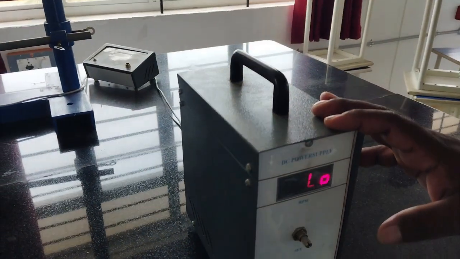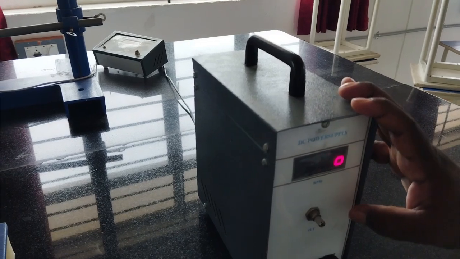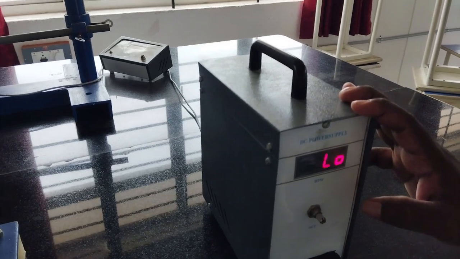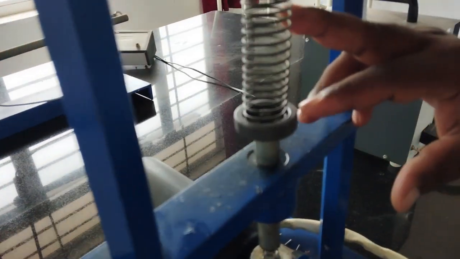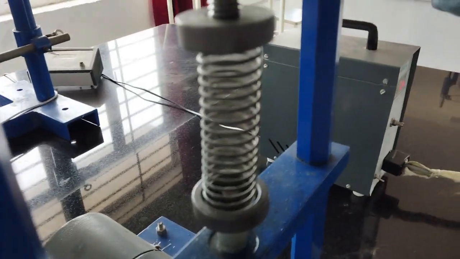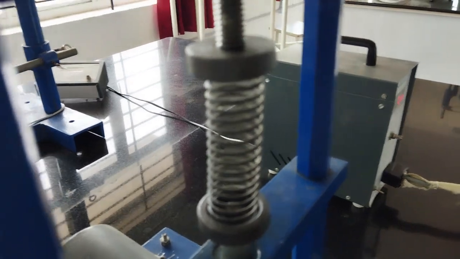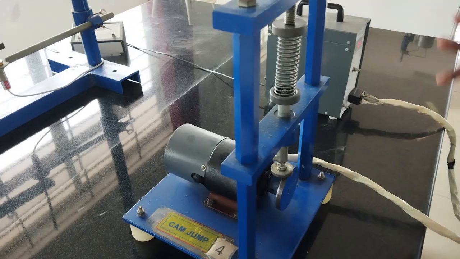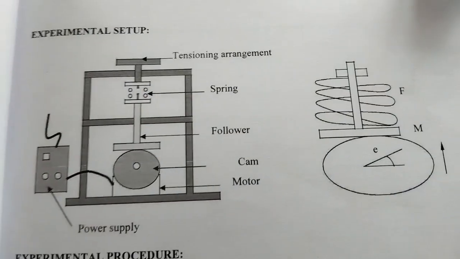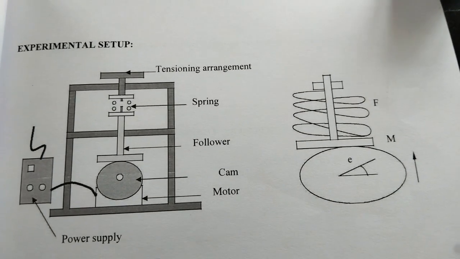This is used for the variation of the speed of rotation for the cam jump. So this is the spring setup, a helical spring we have used, and then the spring loaded setup. With this experimental setup we are going to find the cam jump phenomena. So the aim of the experiment is to determine the cam jump phenomena.